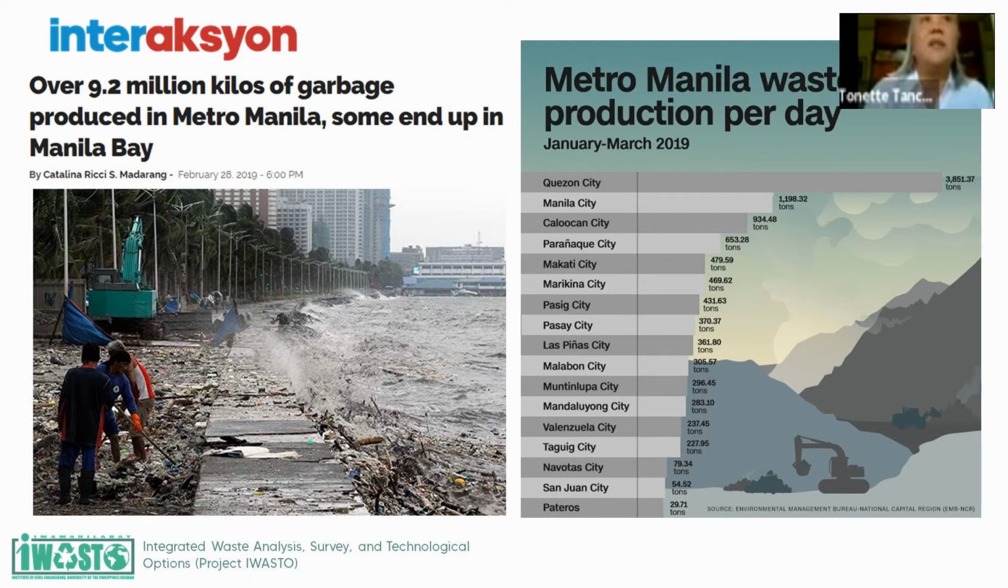In Metro Manila alone, it's estimated that we generate 9.2 million kilos of wastes, which somehow end up in Manila Bay. Those that end up in the esteros eventually would end up in Manila Bay. So here on the right illustration are the distribution among the cities, the contribution of waste from the different cities. But let us remember that, as we have shown earlier, the Manila Bay watershed is quite huge, and Metro Manila, or the National Capital Region, is just one part of this.